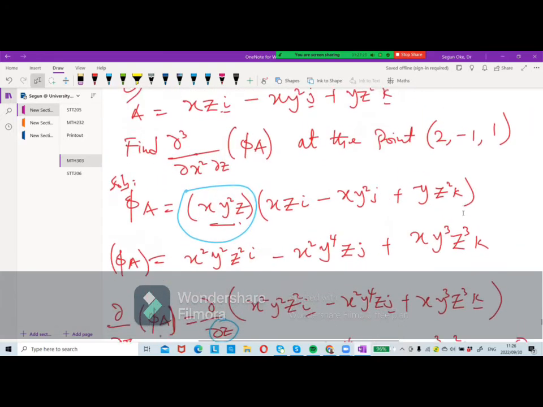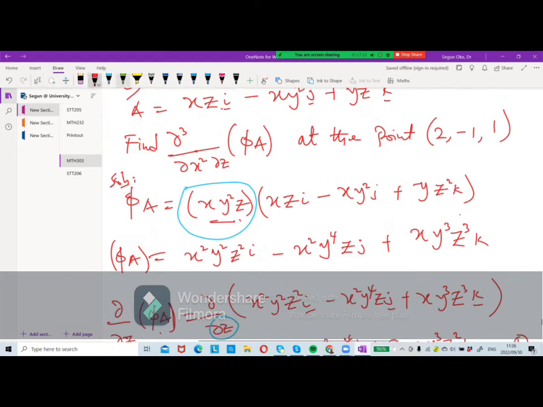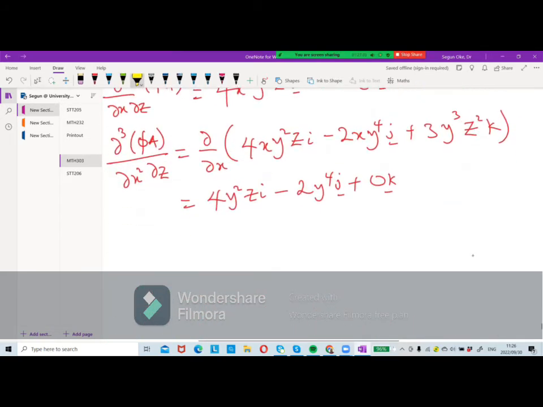Remember from the question, you are given a point. All these points are very key. So it simply means at this point, x equals what? y equals minus 1, and z equals 1. So what happened to this?